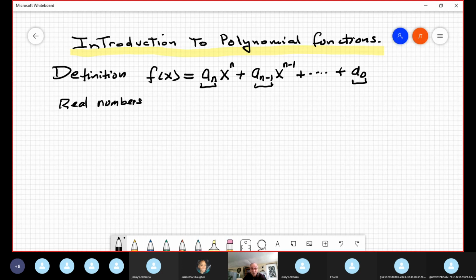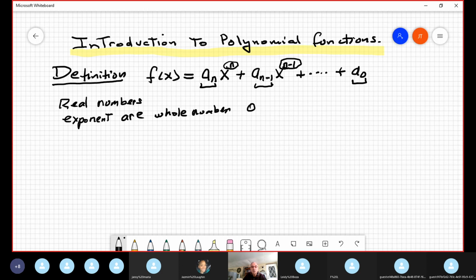And the most important is the exponents n minus 1 and so on. The exponent, this is the most important in the definition, are whole numbers, not real. Whole number means 0, 1, 2, 3, so no negative. So it's totally illegal. For example, one function that contains x to the exponent -2 is not a polynomial. It's a contradiction with the definition of polynomial.